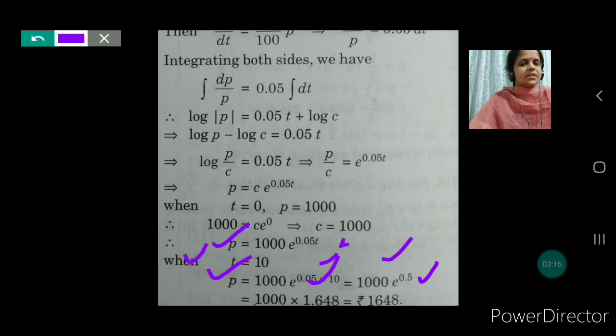Now when t is equal to 10, in this equation students, substitute t is equal to 10. You will get P is equal to 1000 into e raised to 0.05 into 10. You will get 1000 e raised to 0.5. Now students, the e raised to 0.5 value is given in the question. It is 1.648. Now multiply by 1000. So you will get 1648. It is the principal finally.